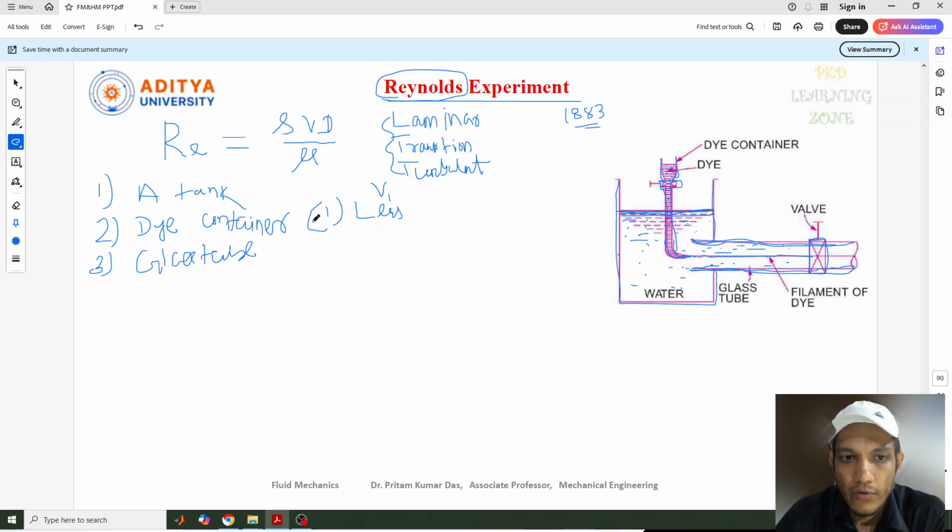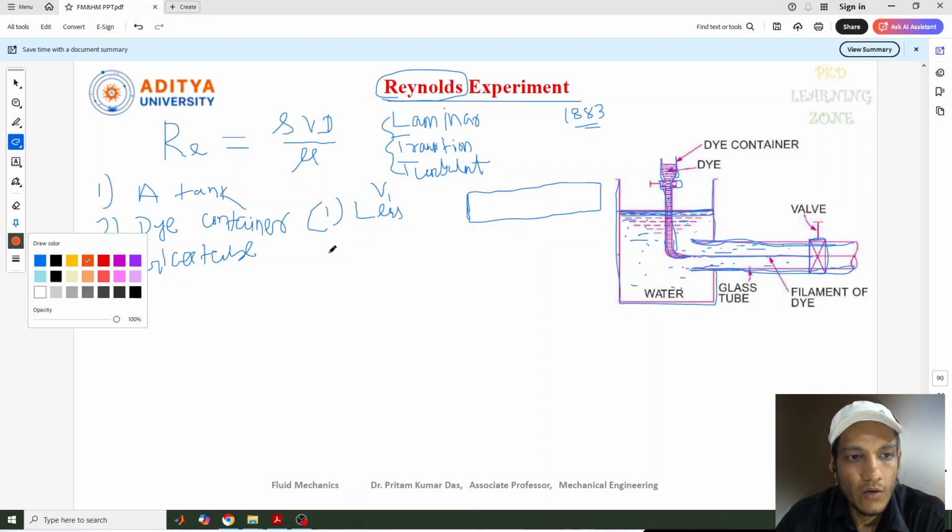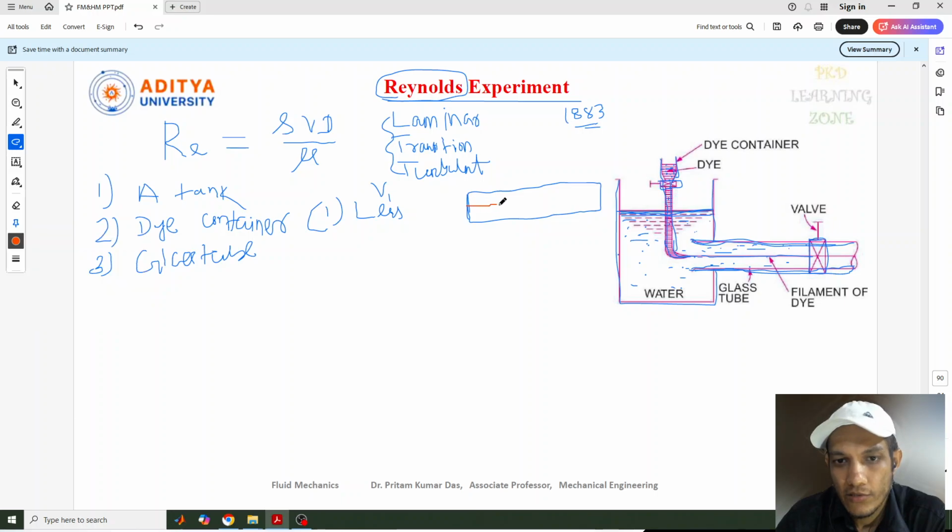So for the first condition, suppose this is the glass tube. Now I can see the movement of the dye here. Let me draw it. The dye will move in this way, like a straight line, or we can say parallel to this glass tube. This is actually called the filament of dye. That means how the dye is moving inside the glass tube can be observed from the outside.